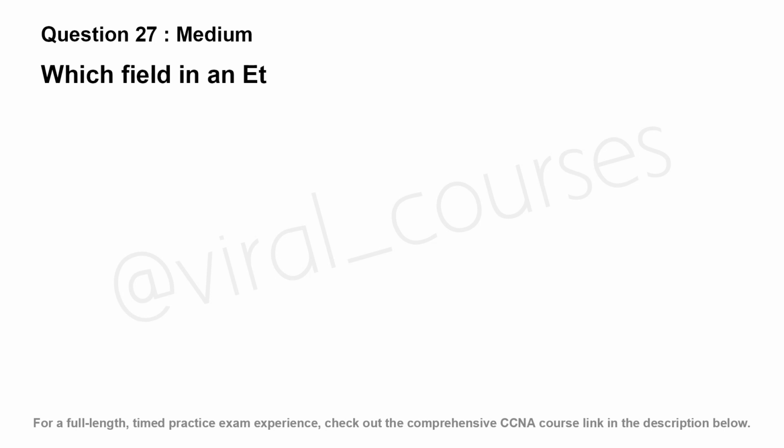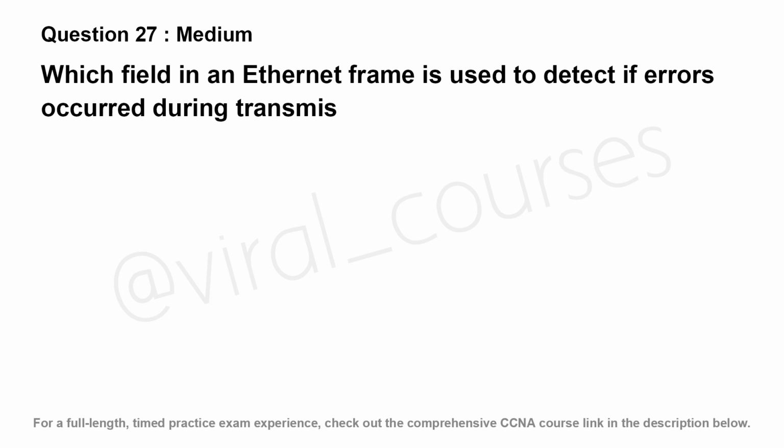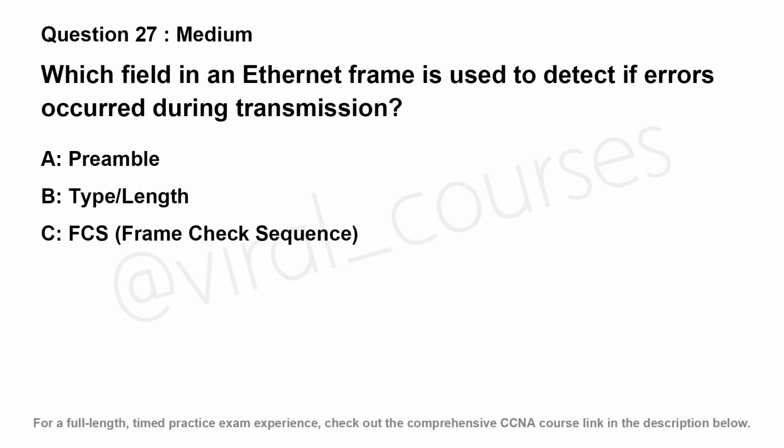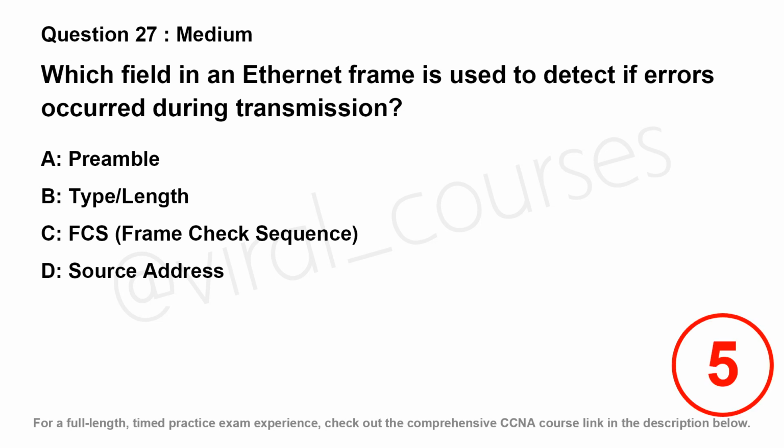Which field in an Ethernet frame is used to detect if errors occurred during transmission? Option A, Preamble. Option B, Type/Length. Option C, FCS, Frame Check Sequence. Option D, Source Address.